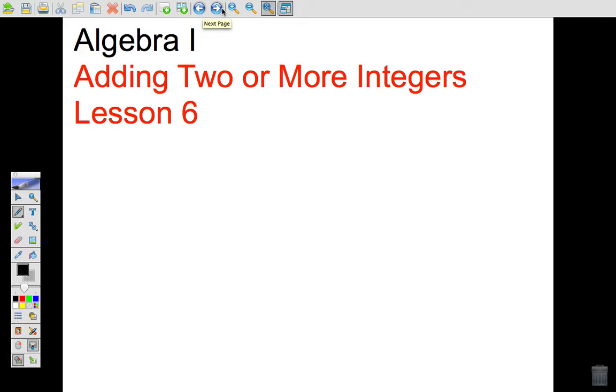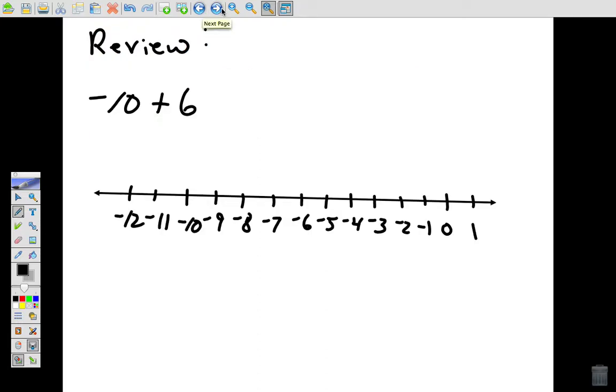Okay, this is the beginning of lesson 6, and the topic is adding 2 or more integers. Now, in the previous lessons, we've taken a look at adding integers already, but we used a number line to show that. For example, if we had a negative 10 plus 6, remember how we did that? You don't need to write this down in your notes here, I just want you to watch this.